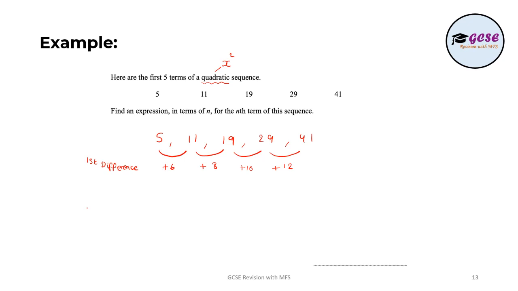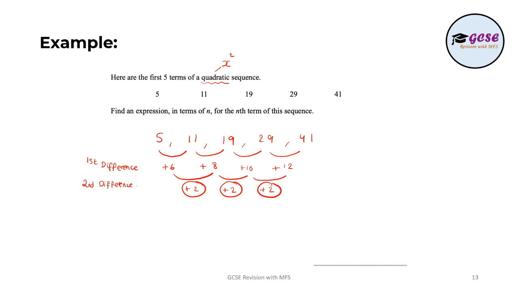Now, because this is a quadratic sequence, we will have 2 differences. So then you have to work out the second difference. 6 to get to 8, you have to add 2. 8 to get to 10, you have to add 2. 10 to get to 12, you have to add 2. Now, you should realize that the second difference is the same each time. As you can see, it's plus 2 every time.